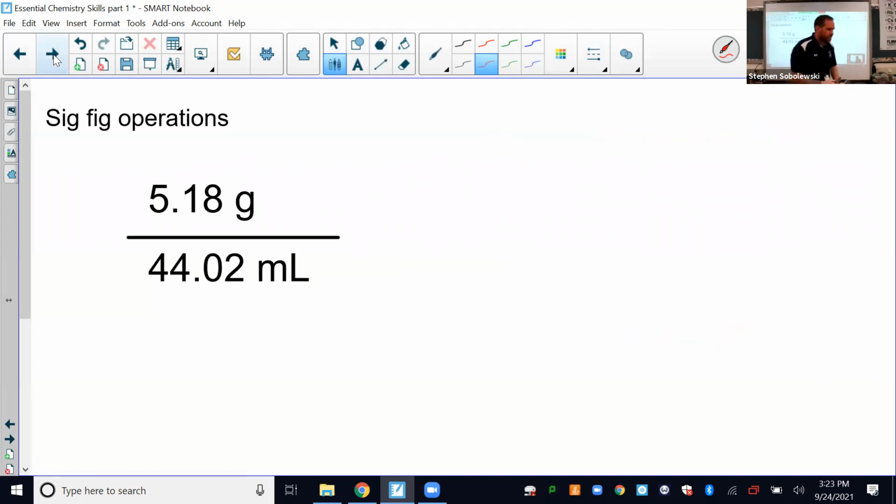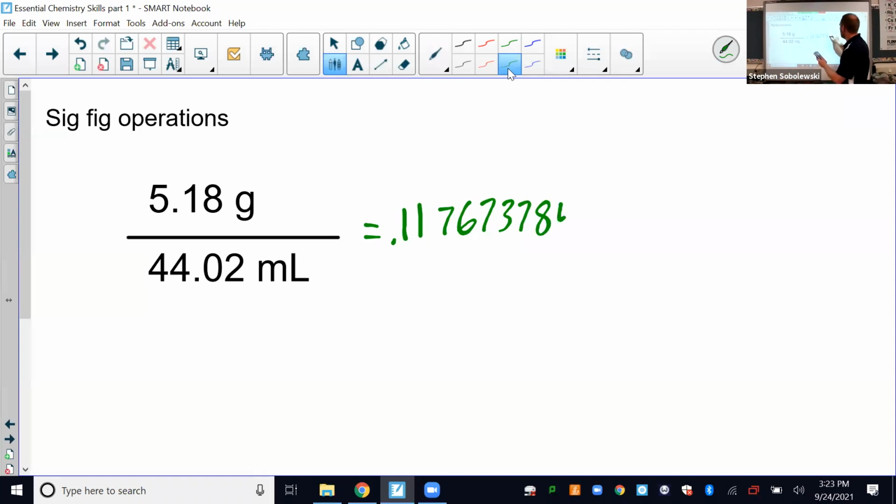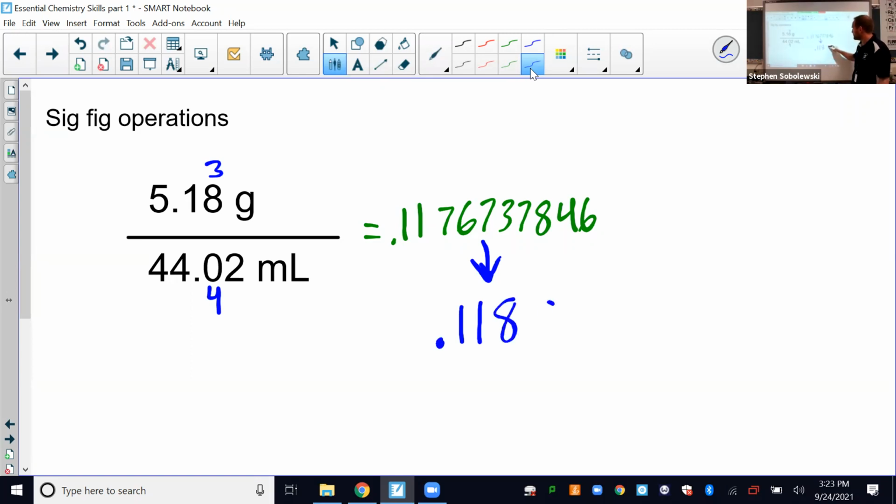This works for division as well. This would be like a density calculation, mass over volume. 5.18 divided by 44.02. Calculator tells me 0.1176737846. How many sig figs in the top number? 3. How many sig figs in the bottom number? 4. I'm limited to 3 sig figs. I need to round this off. Looks like it's going to become 0.118, and my unit is grams per milliliter. Nothing cancels here with a gram and a milliliter, so you just list it just like that.